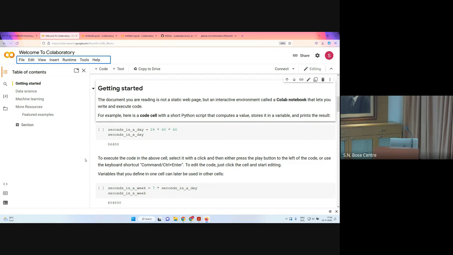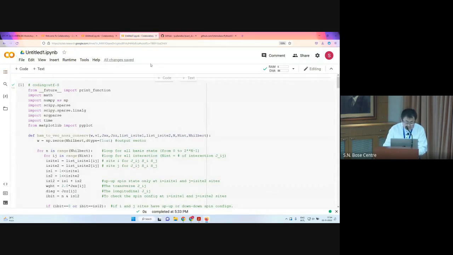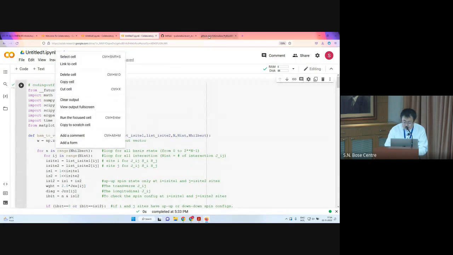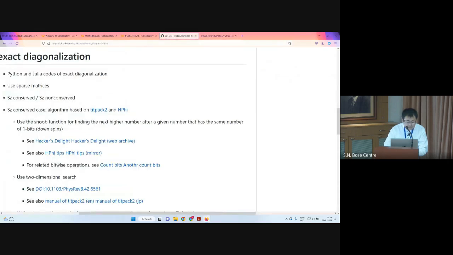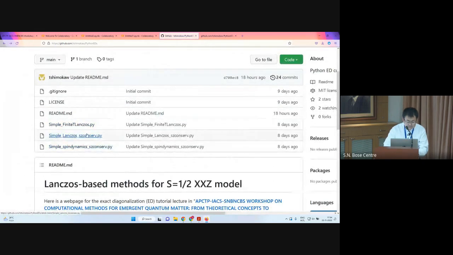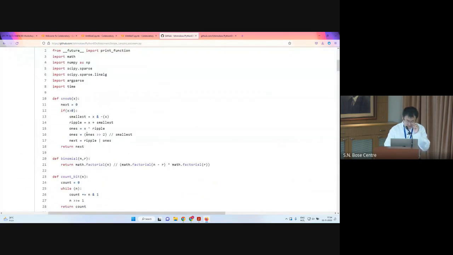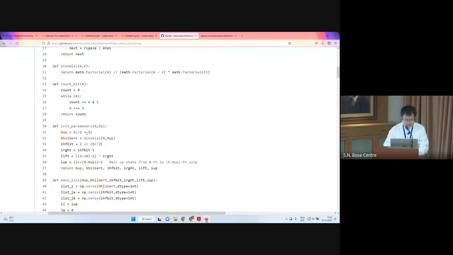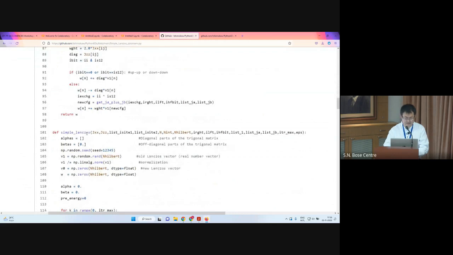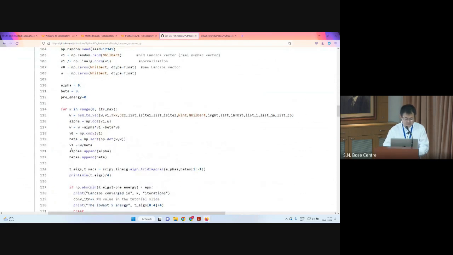So you prefer from the lattice? Okay, so I will explain the kind of flow chart of the code. There are too many subroutines in this ED code, so I will explain briefly which subroutine is working for what.